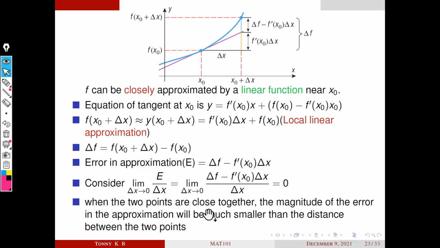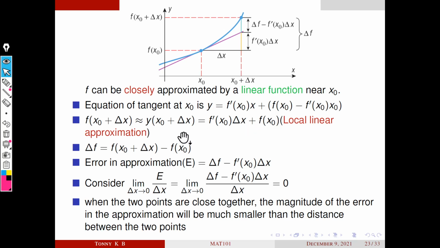When the two points are close together, the magnitude of the error in the approximation will be much smaller than the distance between the points. Okay. This is the meaning of closeness in linear approximation in one variable calculus using our f dash of x naught. Similar results extend to two variable calculus.